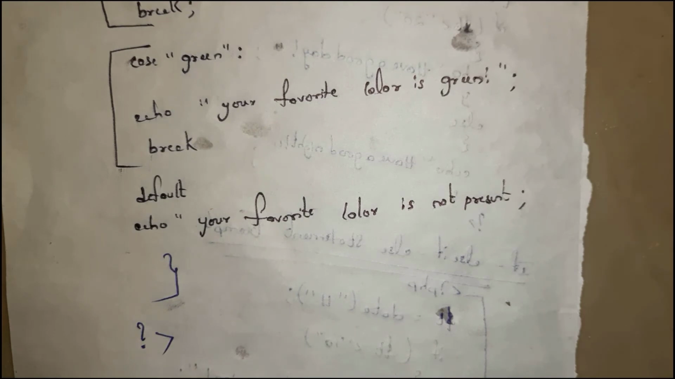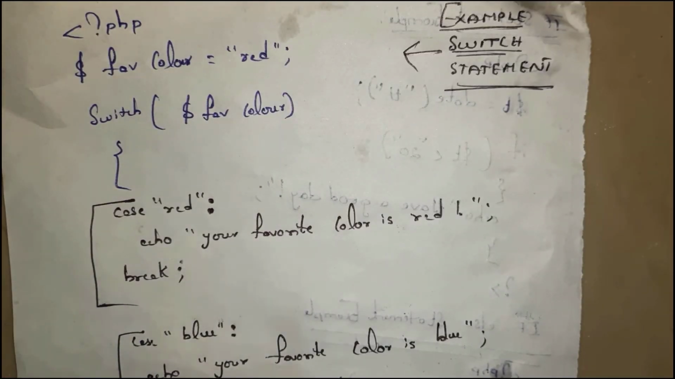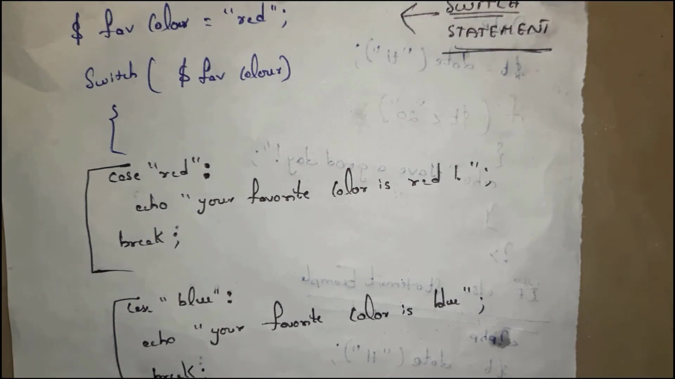See, in our program, $favoritecolor is red, so output is your favorite color is red. Similarly, if I take favorite color is green, green is going to get executed because in case 3 we have green color. But if I take a violet color, then default statement is going to get executed because this violet color is not present in our program. We have only 3 colors, that is red, blue and green. So the output is going to be the default message, that is your favorite color is not present.